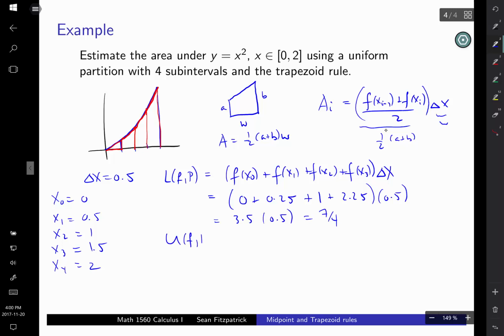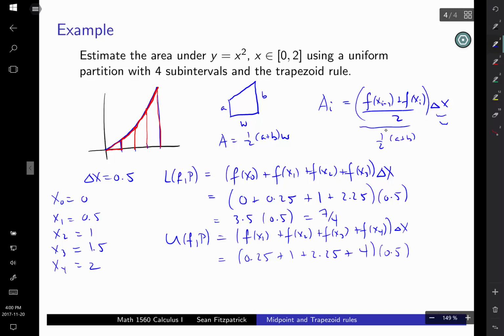The upper sum, well, we start at x1 and now we go up to x4. So we leave off that left endpoint, that's 0, and we start at x1. So we get the 0.25, we get the 1, we get the 2.25, and then we get x4 squared, 2 squared, we get 4, times 0.5. So now we've got 4, 6, 7, 7.5 times 0.5, right? So that's 15 over 2, 15 over 4.